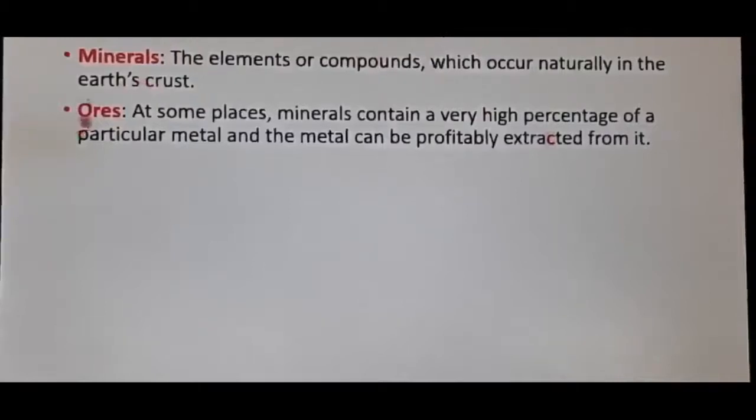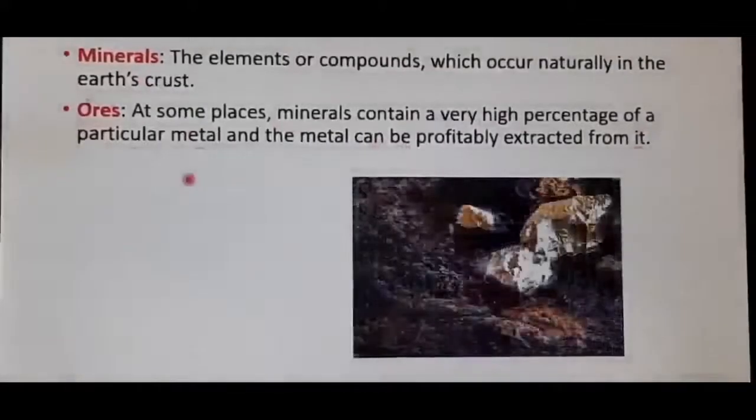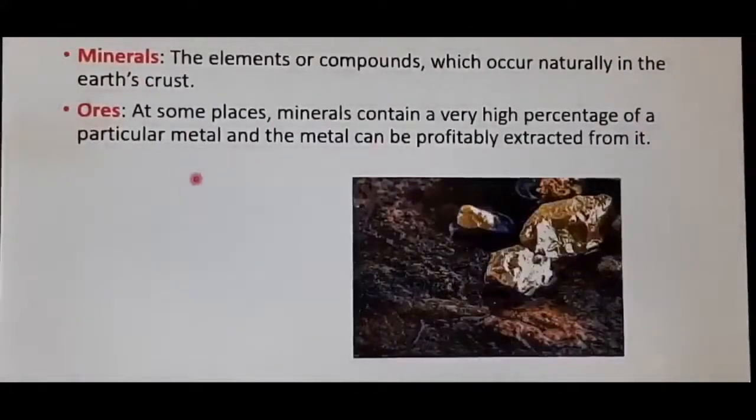Ores. At some places, minerals contain a very high percentage of a particular metal, and that metal can be profitably extracted from it. We can take the example of the Kolar gold fields. Here gold mines were there, and gold was extracted very profitably. Now it's not there, but still we can take that example. You can see metals or ores occur in this form.